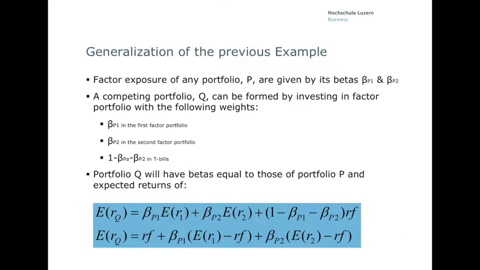By constructing portfolio Q, we will have betas equal to those of portfolio P and expected returns calculated by the following formula, known as the two-factor SML. If you look from the first to the second formula, we simply rewrite it so that we get the risk-free rate plus beta 1 times the premium of portfolio 1 plus beta 2 times the premium of portfolio 2.